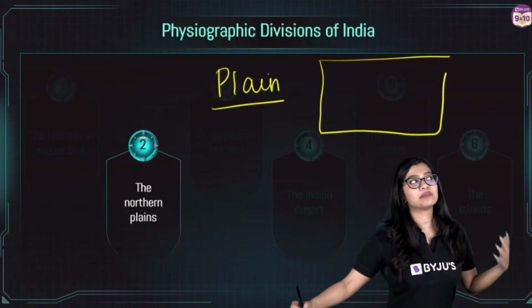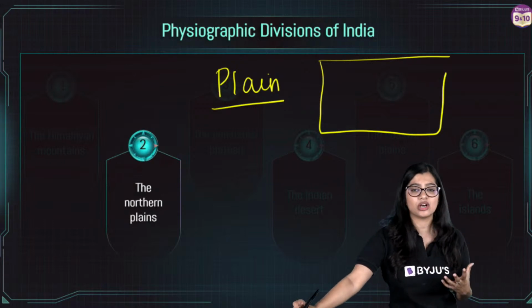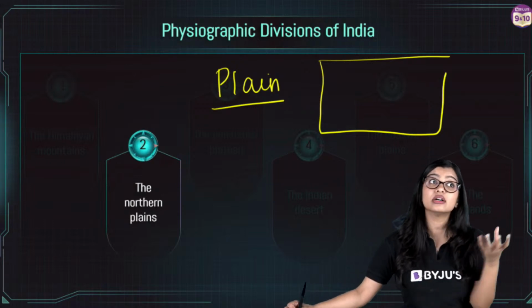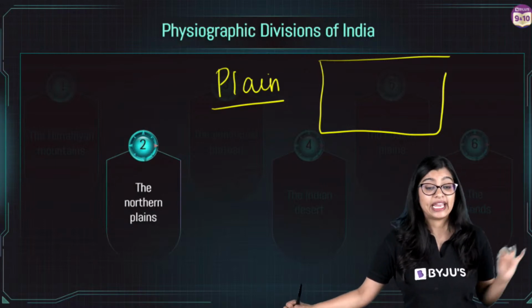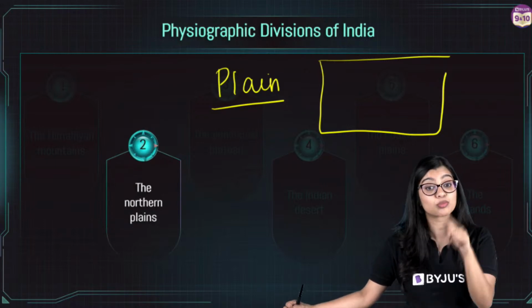So now I have some structure or some relief feature which is called a northern plain. But what is a plain? That is what we need to know. It is a field. It is something which is smooth.